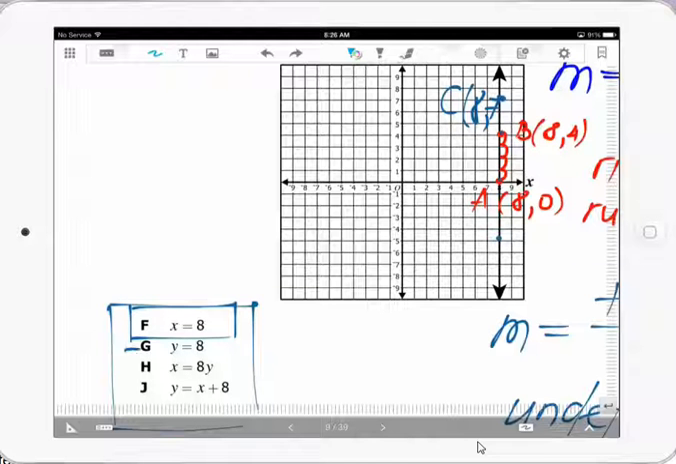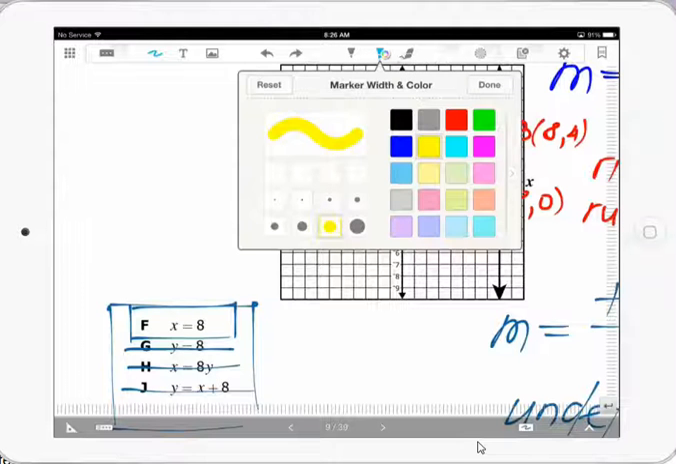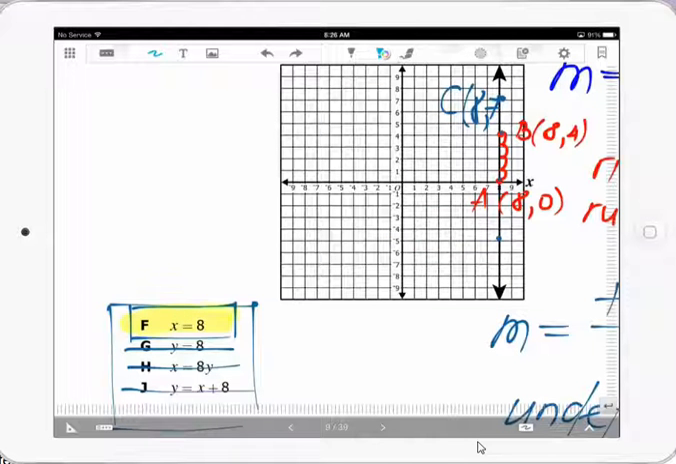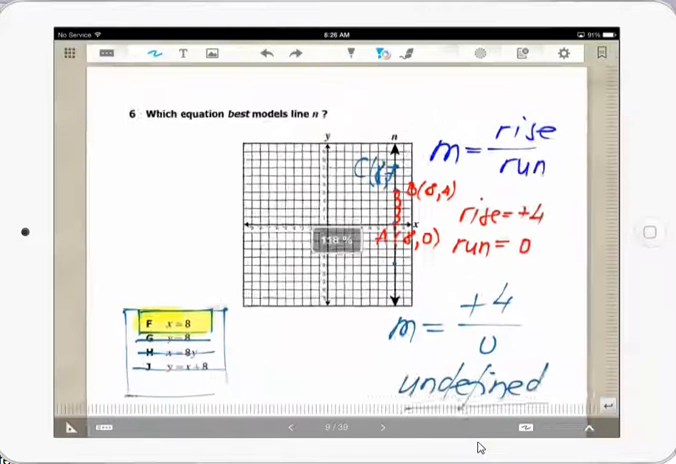G is not good because y has to be 8. As you can see, the points we've chosen, A and B, have different y's. X equals 8y, not good. Y equals x plus 8, not good. And I hope you understood why x equals 8 is the right answer to this problem.